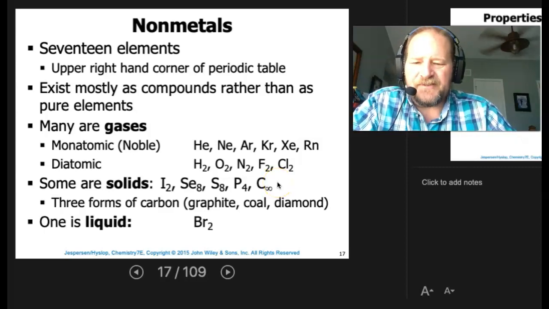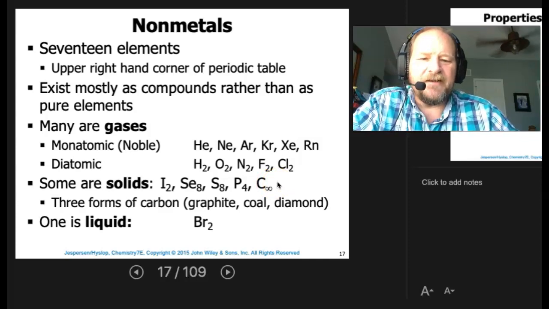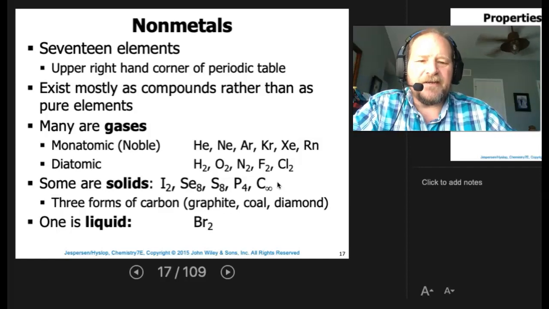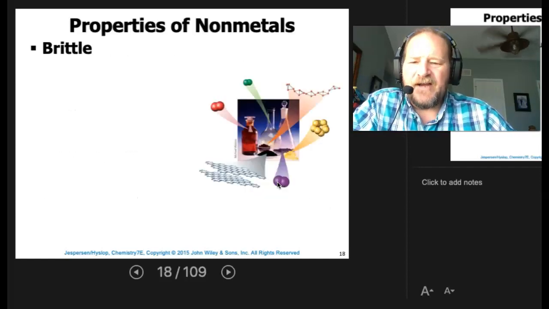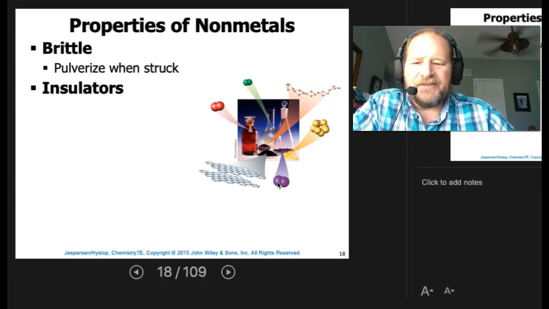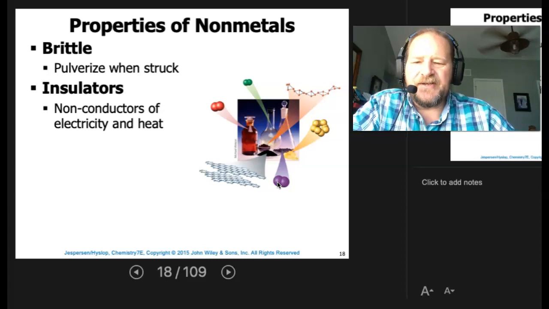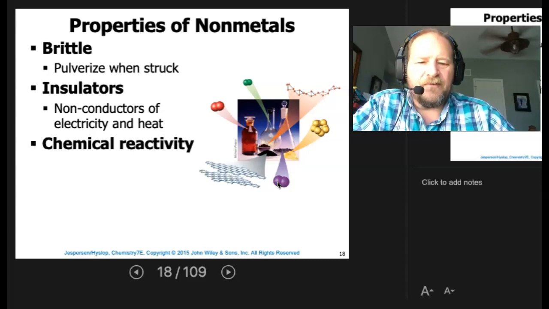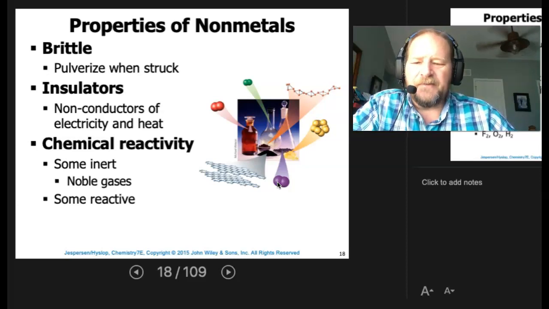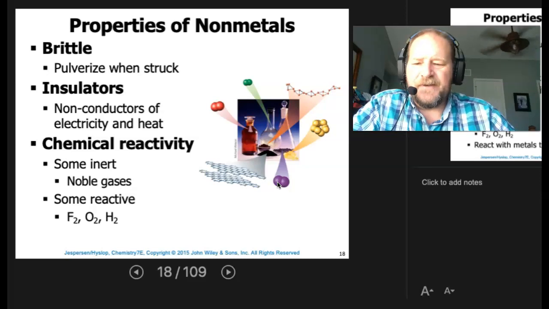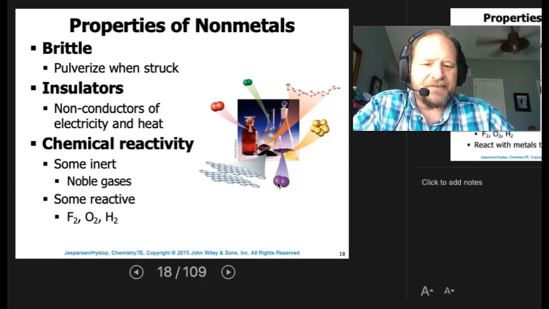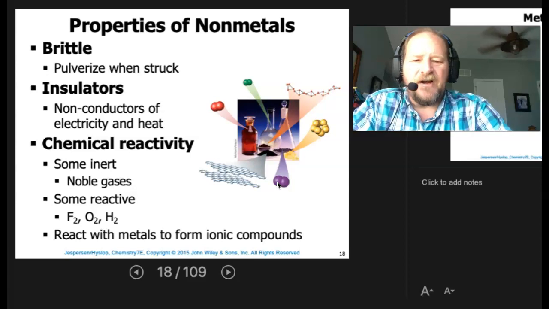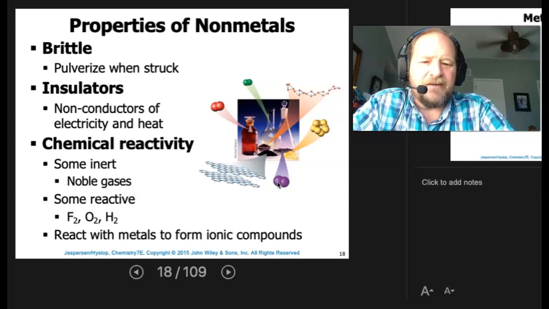Now only one of our nonmetals is a liquid, and that's the bromine, but still diatomic there. So even though it's a liquid, it's still diatomic. So all of group 7A is diatomic. Properties for the nonmetals, they're typically brittle, which means they're going to pulverize, they're going to break apart. They actually work as really good insulators, so they don't conduct heat or electricity. And their chemical reactivity, some of those are inert, like the noble gases, but some are reactive, right? So depending on which section, again, it kind of varies, right?